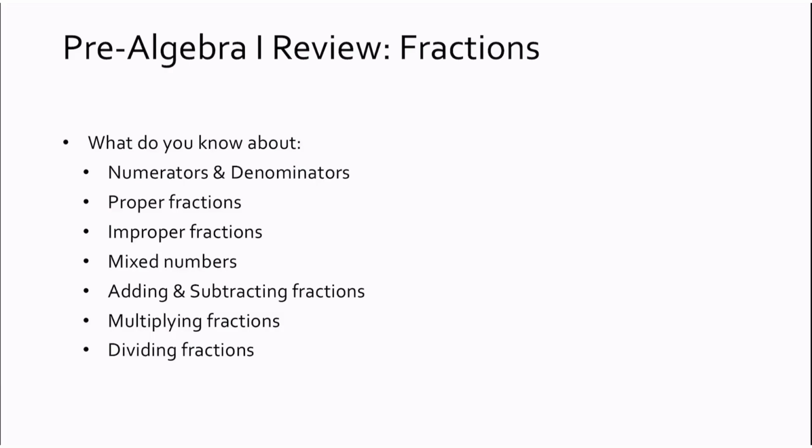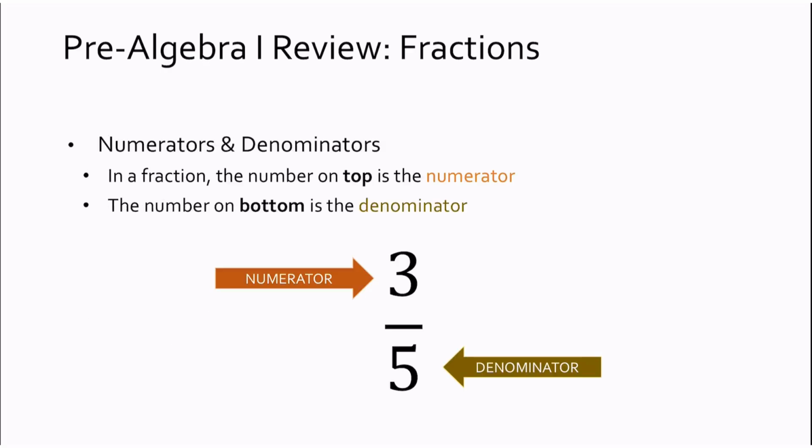And what do you already know about these terms related to fractions? So in a fraction, the top number is called a numerator, and the bottom number is called a denominator. This is mostly important because when we're adding or subtracting fractions, we need to have a common denominator. So the top is the numerator, bottom is the denominator.